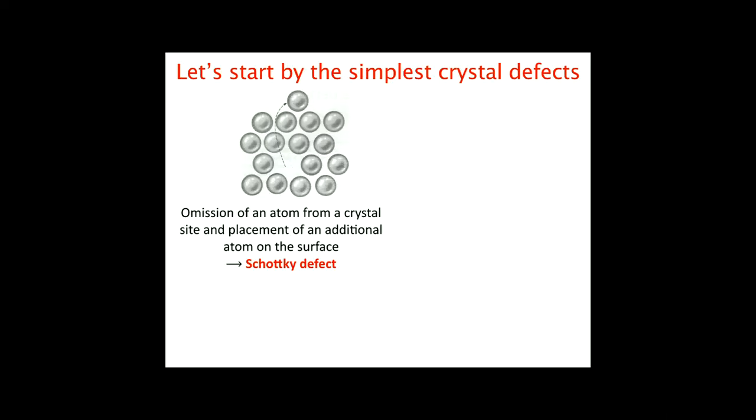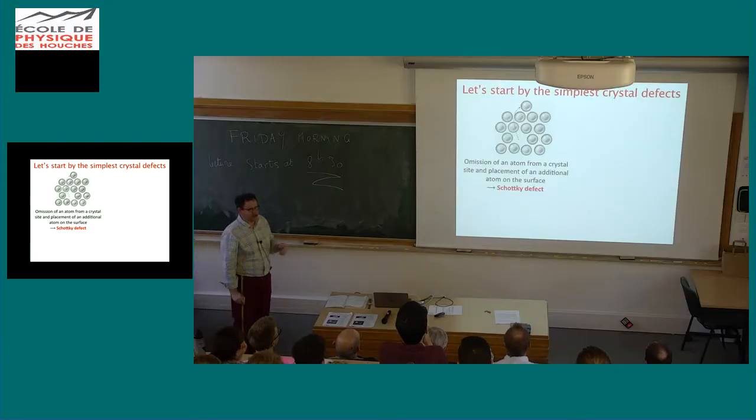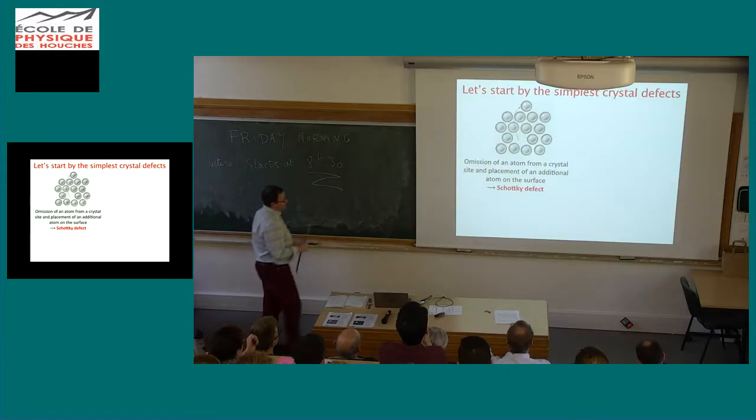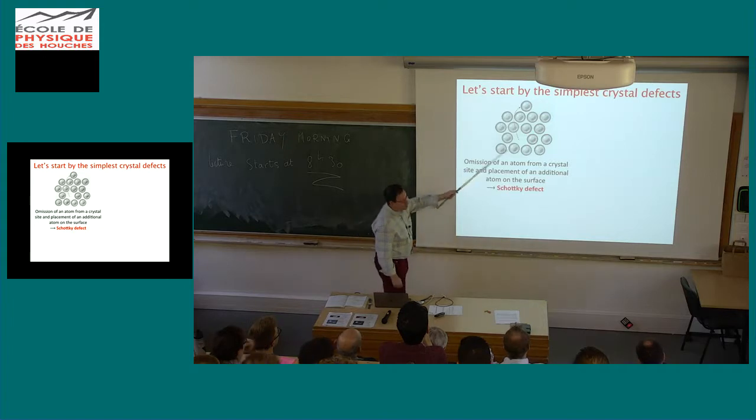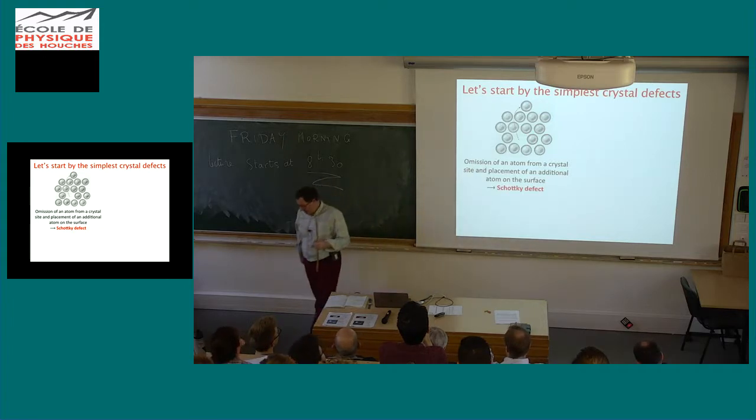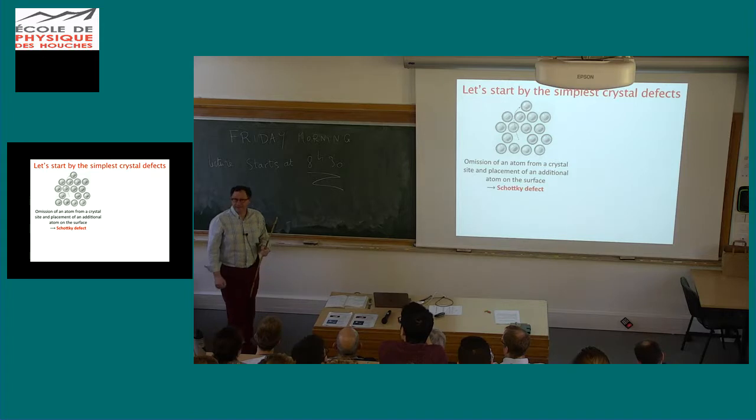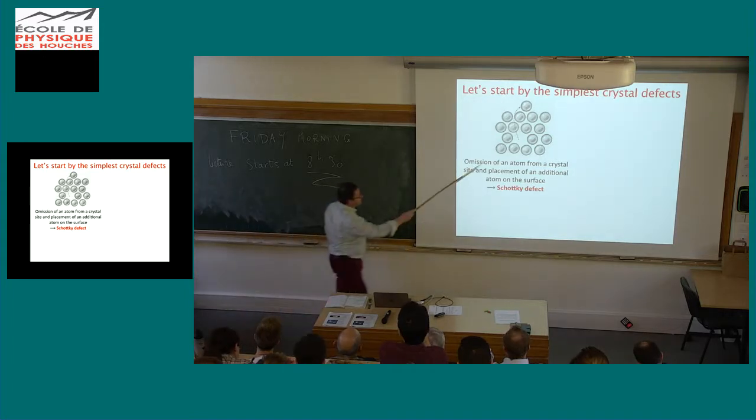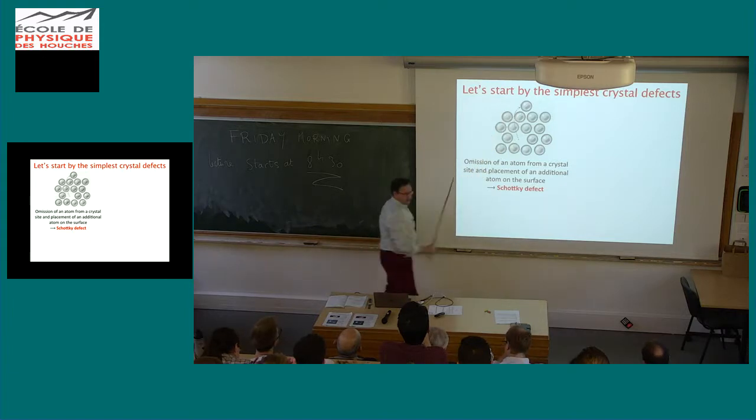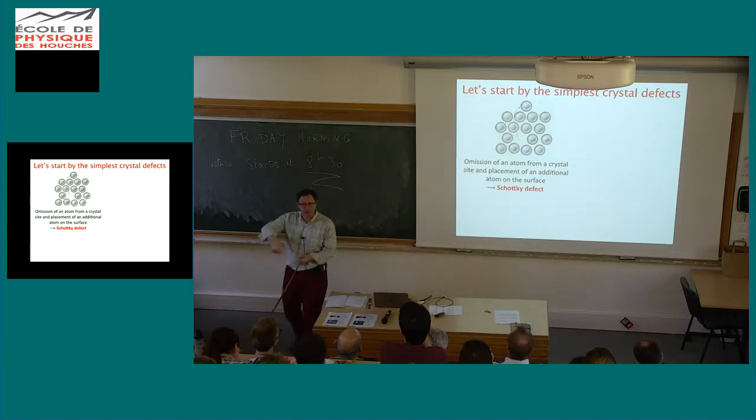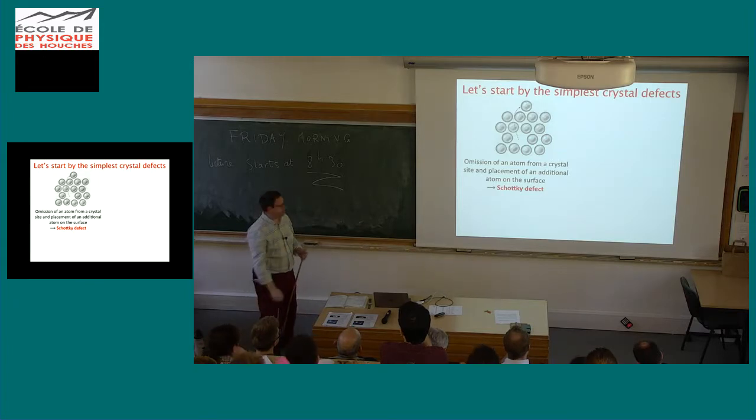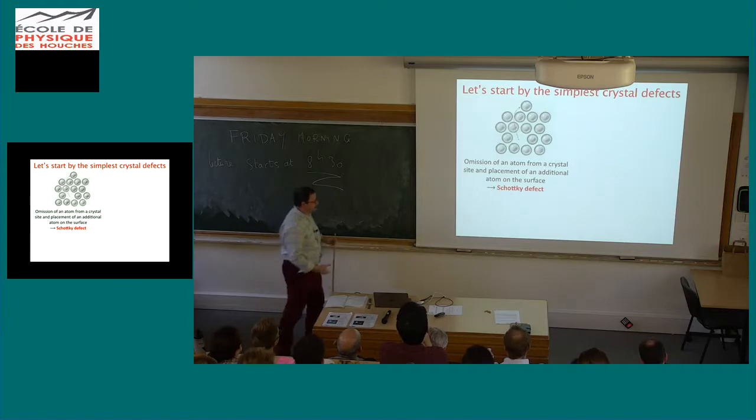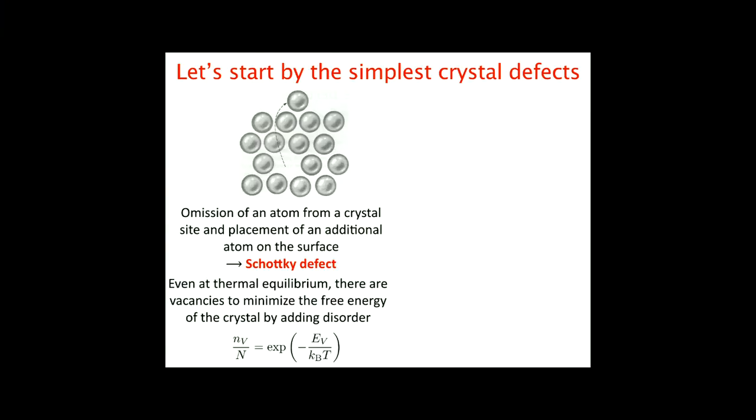So let's start with the simplest crystal defect we can imagine. It's simply a vacancy. A vacancy can be produced very easily: I heat the crystal, or I put it under an ion beam. When the ions come inside the lattice, one of the atoms of the lattice will go to the surface, and there will be a vacancy left in the crystal. That is well known, and it is called the Schottky defect. This Schottky defect exists even at thermal equilibrium.